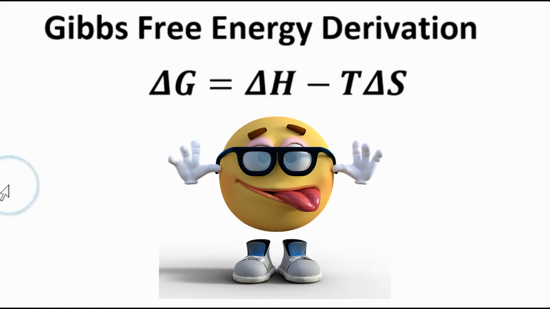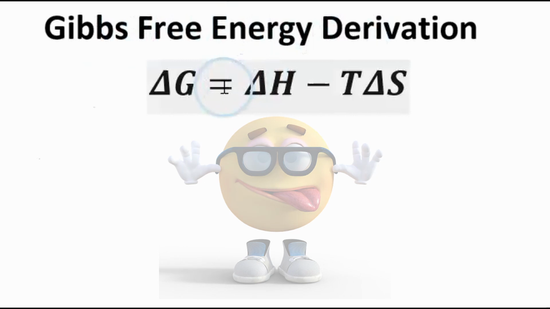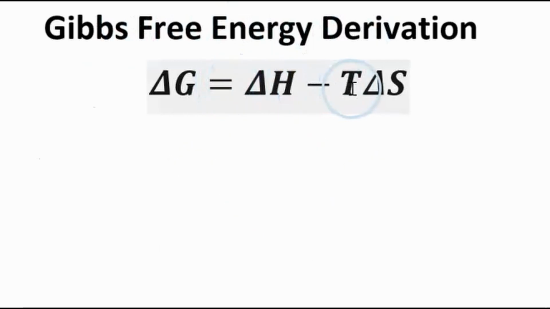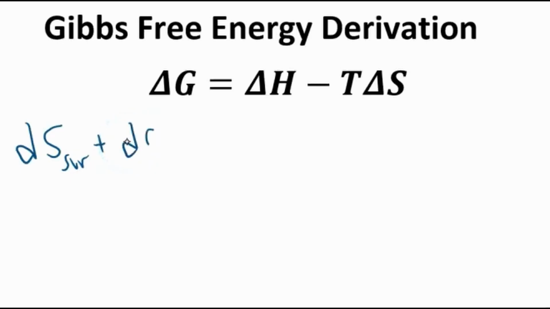My friends, we're going to derive the Gibbs free energy equation, this one right here, using calculus. To do that, we're going to start off with the second law of thermodynamics, which says the infinitesimal change in entropy of the surroundings plus the infinitesimal change in entropy of the system (if there's no subscript, it means it's the system) has to be greater than 0 for any real process.